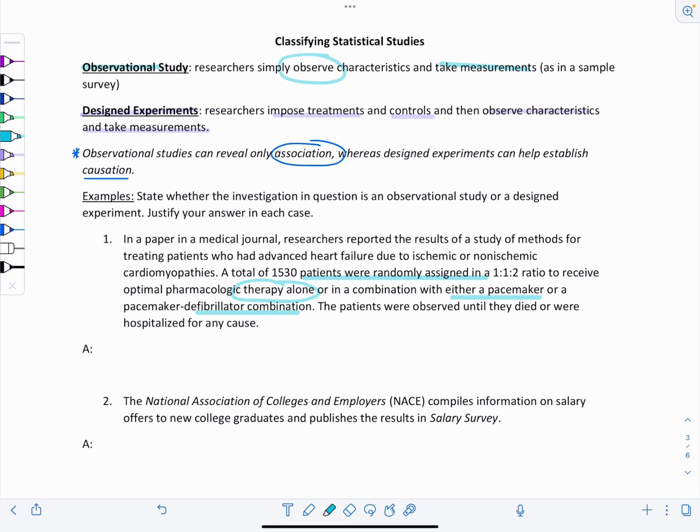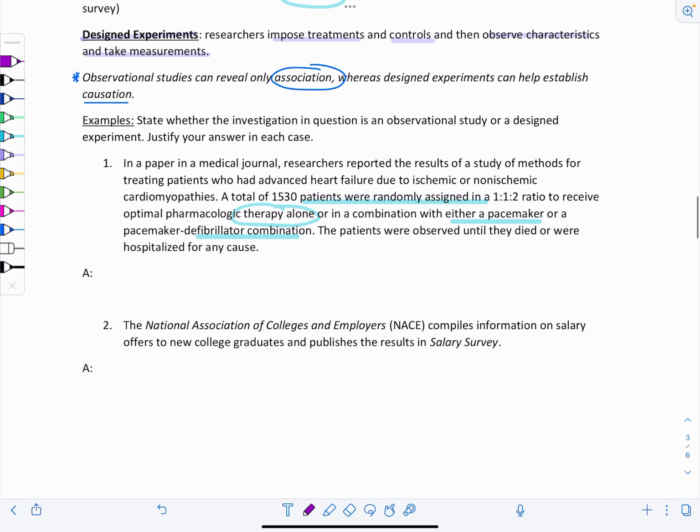You don't need to know what that means, so don't sweat it, okay? Just understand that things were being done to them. Treatment was imposed by the researchers, and then, it's a little morbid here, characteristics were observed until they died or were hospitalized. All right. So this is definitely a designed experiment.